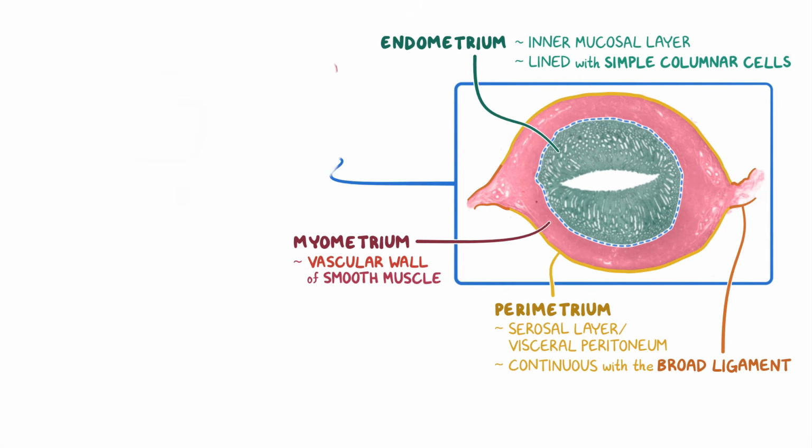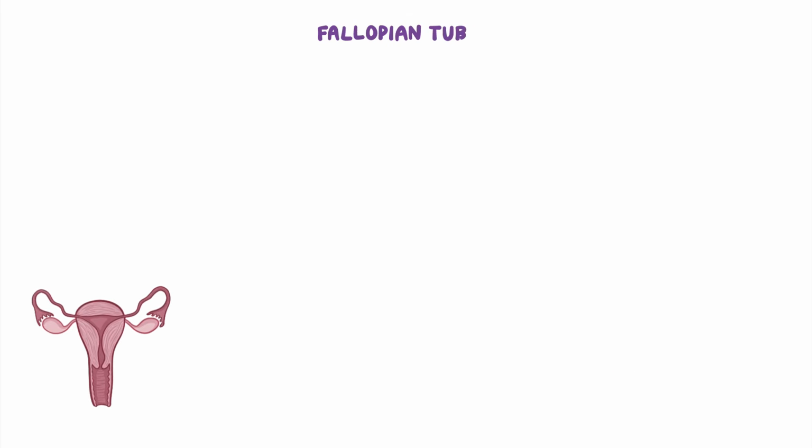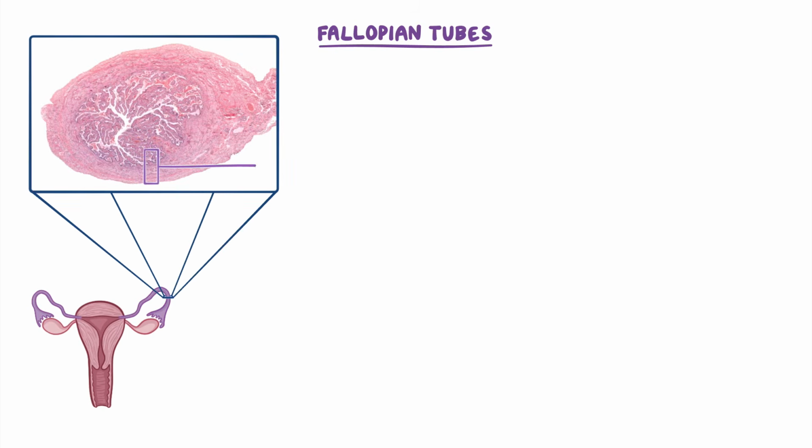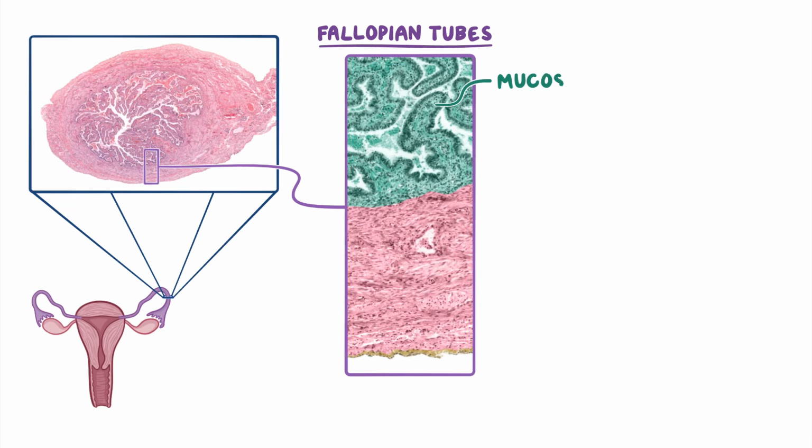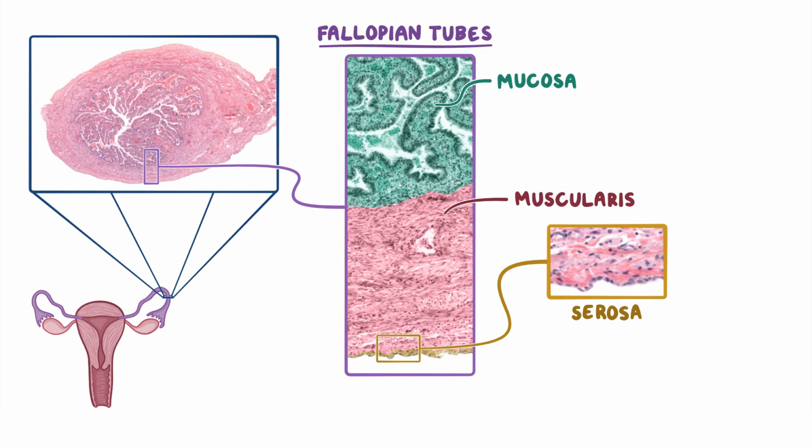Alright, let's first take a closer look at the fallopian tubes. The wall of each fallopian tube also consists of 3 main layers: an inner mucosa, a thick layer of smooth muscle called the muscularis, and a thin outer serosa. At low magnification, the outer serosa is difficult to see, but if we zoom in closer, we can see that this layer is composed of only a single layer of basophilic or purple simple cuboidal cells and a very thin layer of supporting connective tissue.